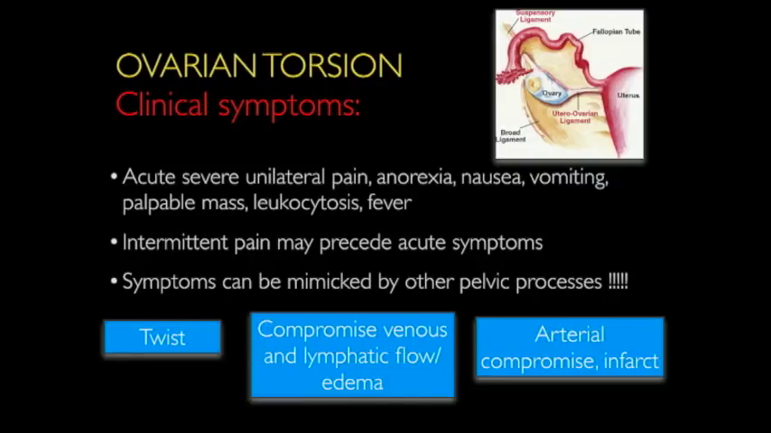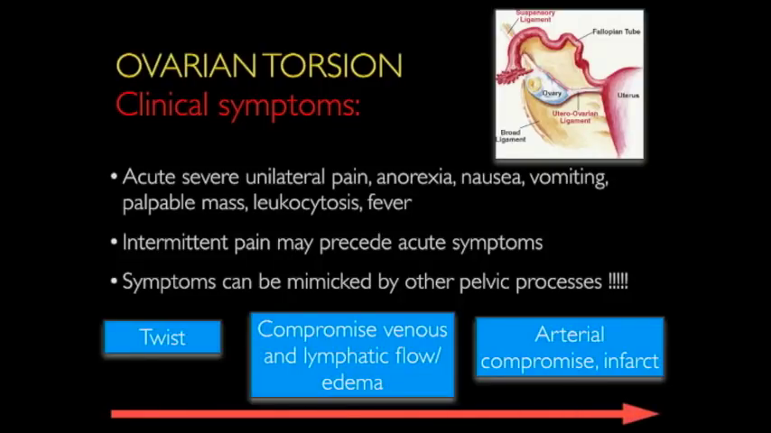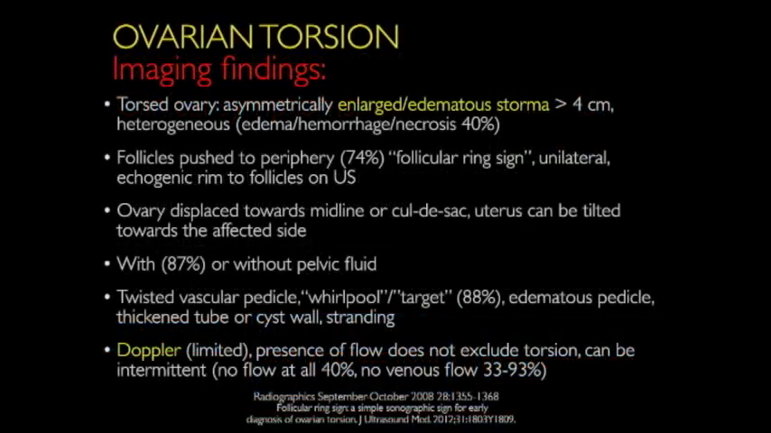So what happens? The ovary twists. And then you initially have compromise to the venous and lymphatic flow, because the walls of the veins and lymphatics are much weaker than the arteries. And eventually, the more the ovary swells, you can completely cut off the arterial flow, and then you can infarct or hemorrhage into the ovary. So what are the imaging findings?